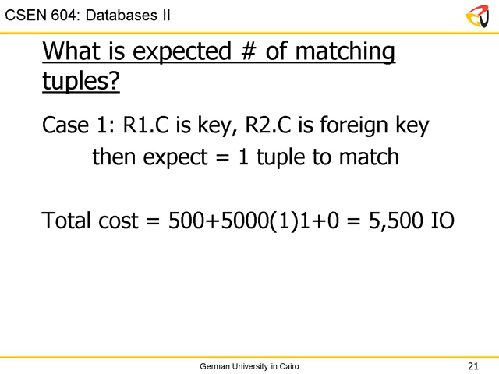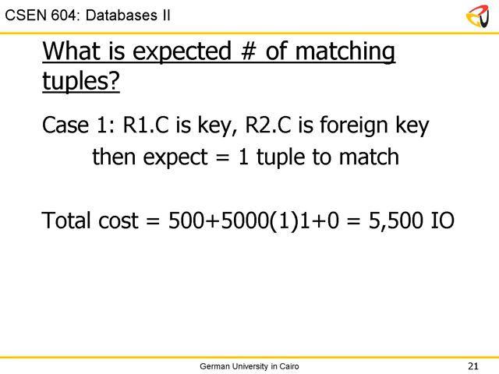So if I go to the R1.C index and ask whether a value exists, I will be told yes, and that there's only one of it, because it's a primary key. It's unique. So I will always expect an answer that has one match. That means the total cost is the following: 500 plus 5,000 multiplied by 1 plus 0.